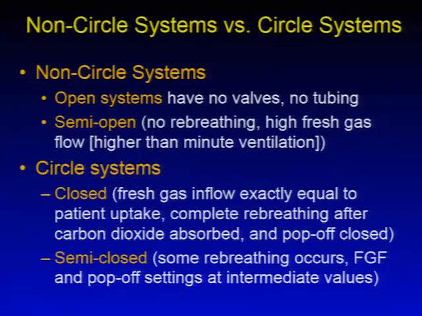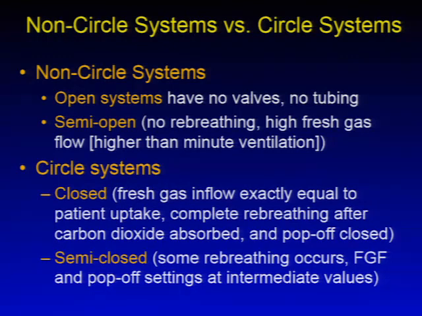Now, we're moving on to the circle system. So we have non-circle systems and also circle systems. What are the differences? Non-circle systems are composed of two systems, the open system and the semi-open system, and neither has a valve or CO2 absorber. The open system is totally open, no valve, no tubing, while the semi-open system has some device attached, still with no rebreathing, and you have to provide high fresh gas flow in order to prevent rebreathing from happening.